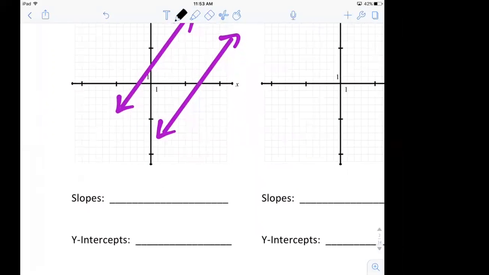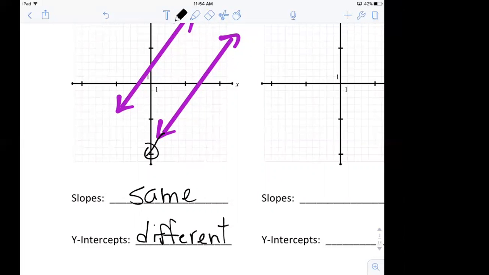So they are going up or rising or increasing at the same rate, so their slopes are actually the same. But if we look at where they're going to cross the y-axis, well, one of them doesn't quite cross it, but we can see that it's going to cross it much lower down, somewhere down around here somewhere. So they clearly have different y-intercepts, even though they have the same slope.